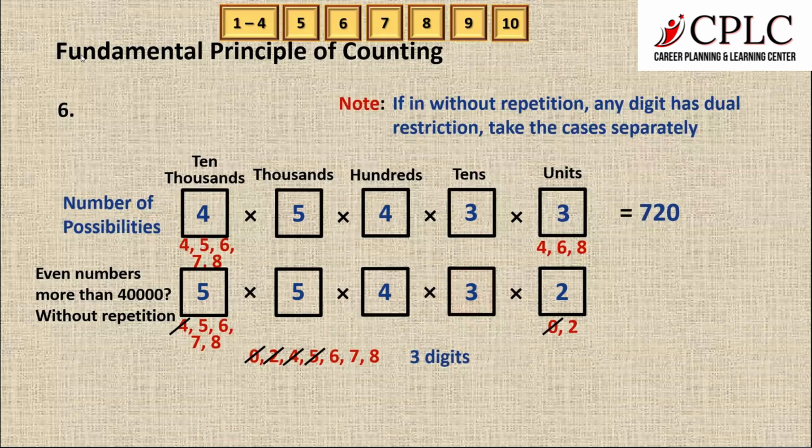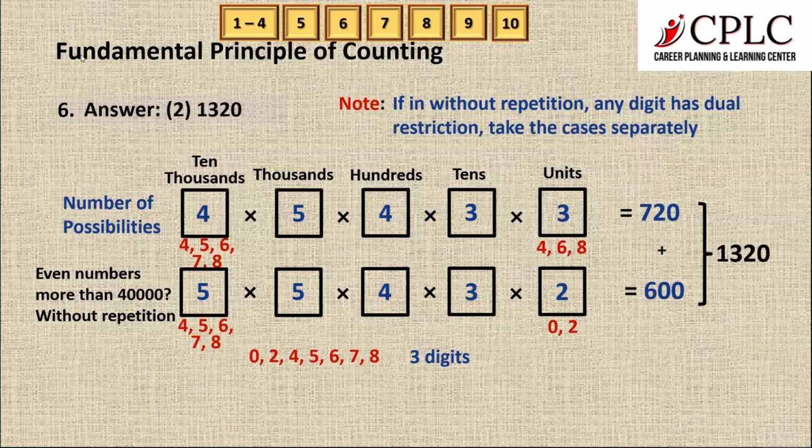The product is 600. So 720 plus 600 will give us 1320, that is 1300 and 20. So option 2 is the answer.